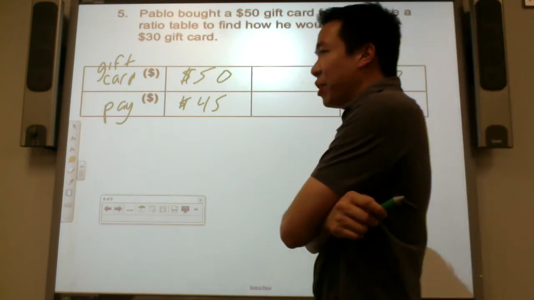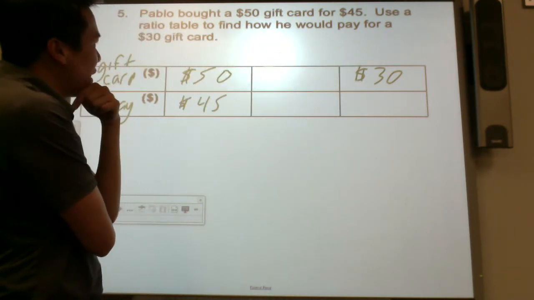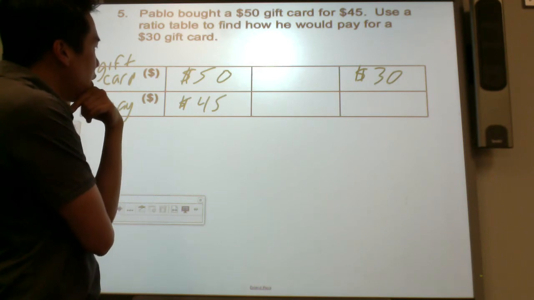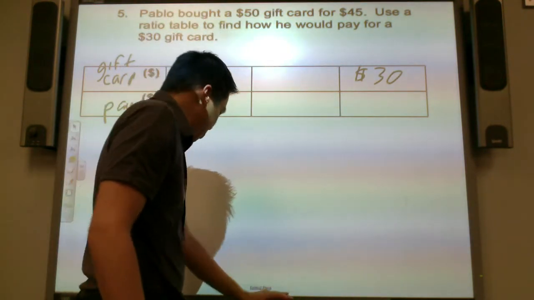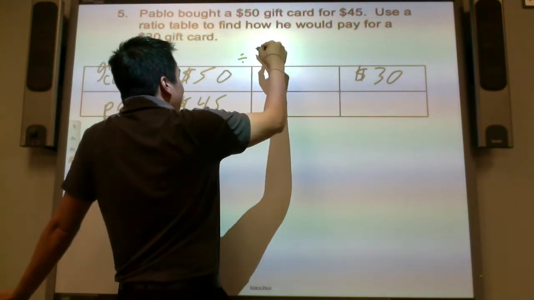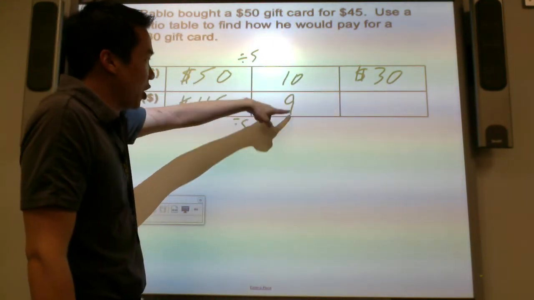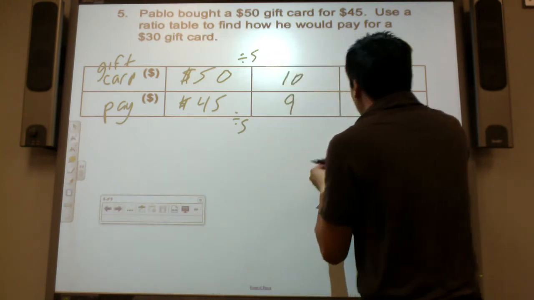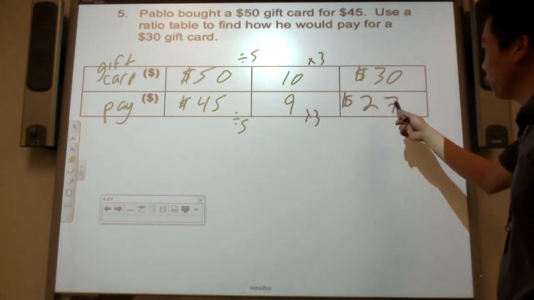So we'll have to scale it down. If I want to scale this down to 30, what do you divide by? I don't even think it's compatible. I don't even think you can do that. Why don't we scale it down to easier numbers and then build it back up, scale it up? So if I want to break it down, what would you want to break both of these down by? Divide both numbers by 5, I guess. And that'll be 10 and 9. So if you buy a $10 gift card, you only have to pay $9. But then we can build it up or scale it up by multiplying by 3. And $27. So for a $30 gift card, you will spend $27.